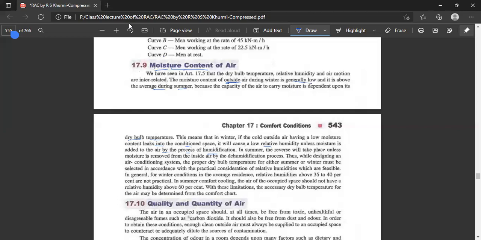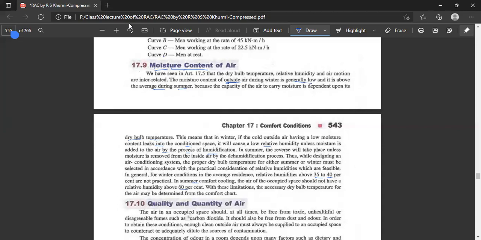Here, the maximum content means the content in case of saturation. Generally in winter, the moisture content should be 30 to 40%, and not more than that. That is practical. But in summer, the occupied space should not have a relative humidity of more than 60%. So in summer, the moisture content in your concerned area should not be more than 60% of the maximum content, and in winter it is not possible to have more than 30 to 40% of the maximum content.